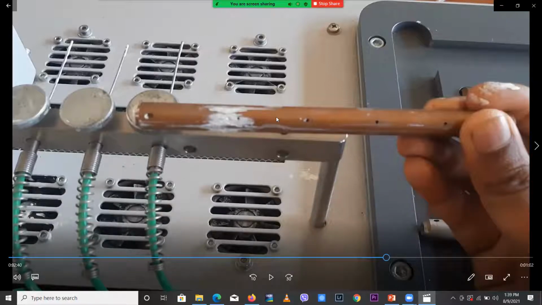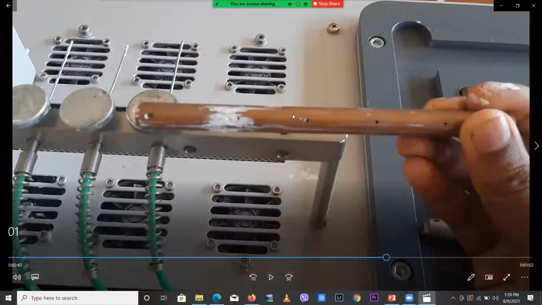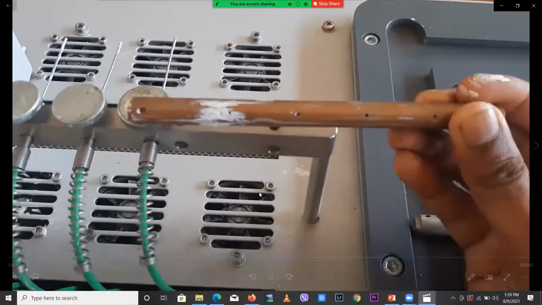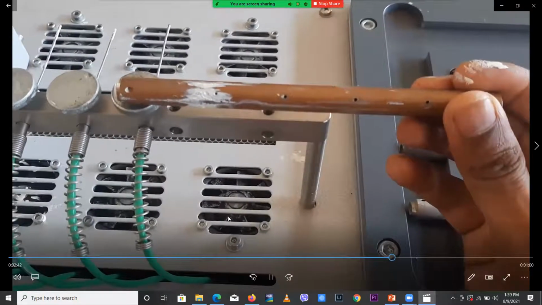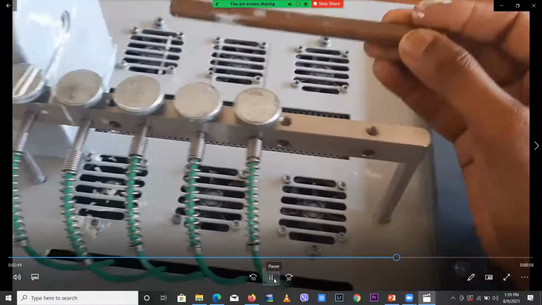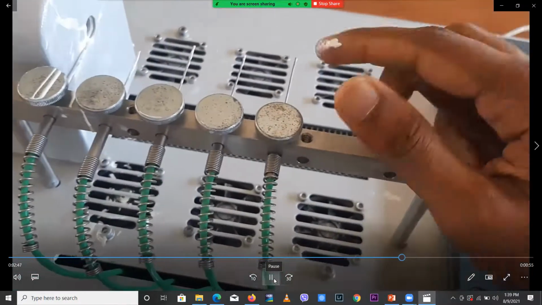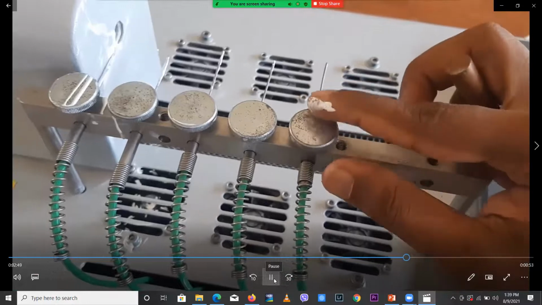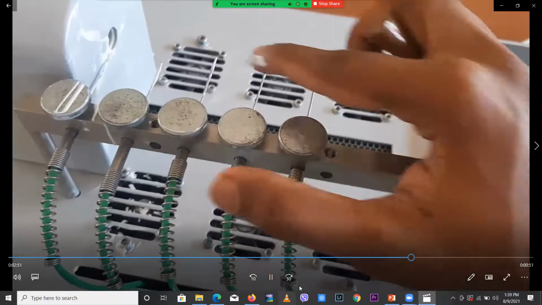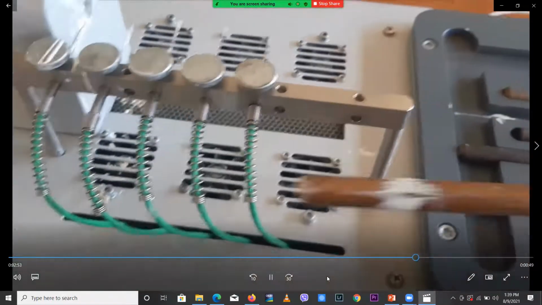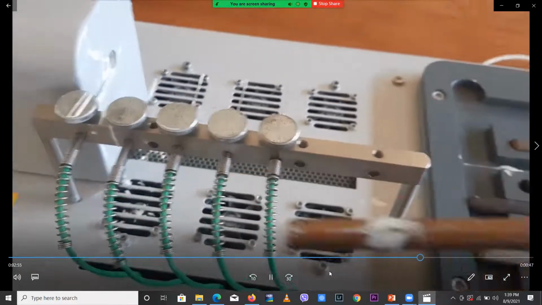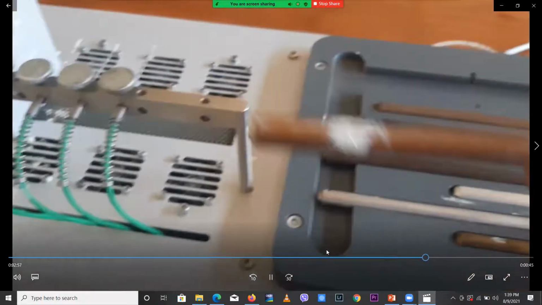To make sure of that, we inject some paste into the small holes. These holes are to insert the thermostat, so that the sensors will detect the temperature, and we can get the temperature from this software.